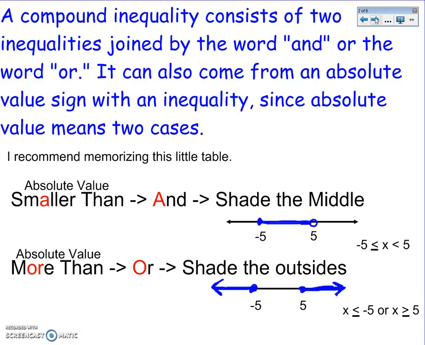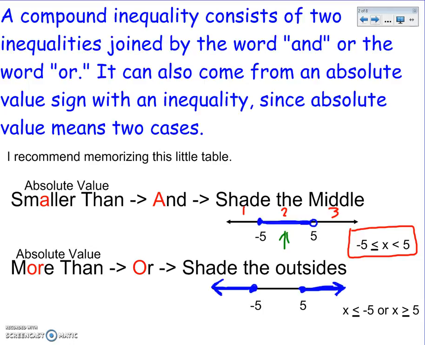If you see absolute value is smaller than something, that's an "and" statement, and you're going to shade in the middle, like this middle part right here. There's three parts. Here's part 1, part 2, part 3. I shaded in part 2. You also see this negative 5, or actually I'm saying x. x is bigger than or equal to negative 5, and smaller than 5. So it could have open and closed.